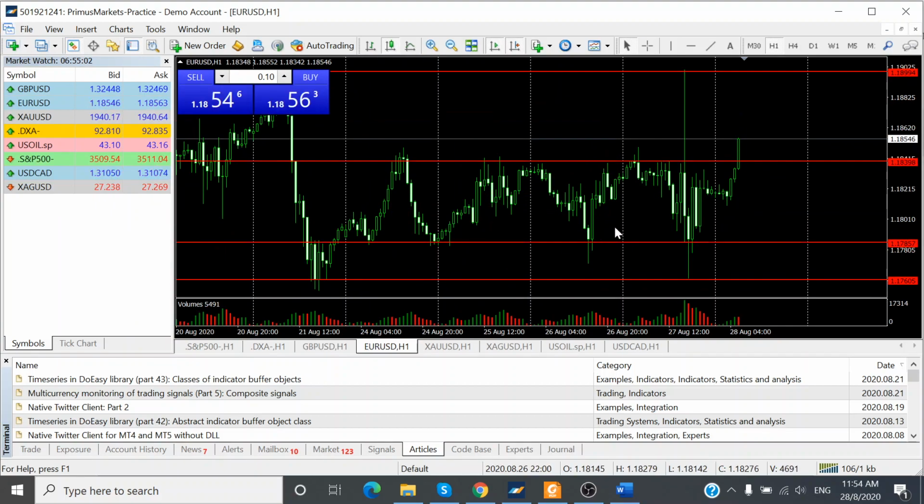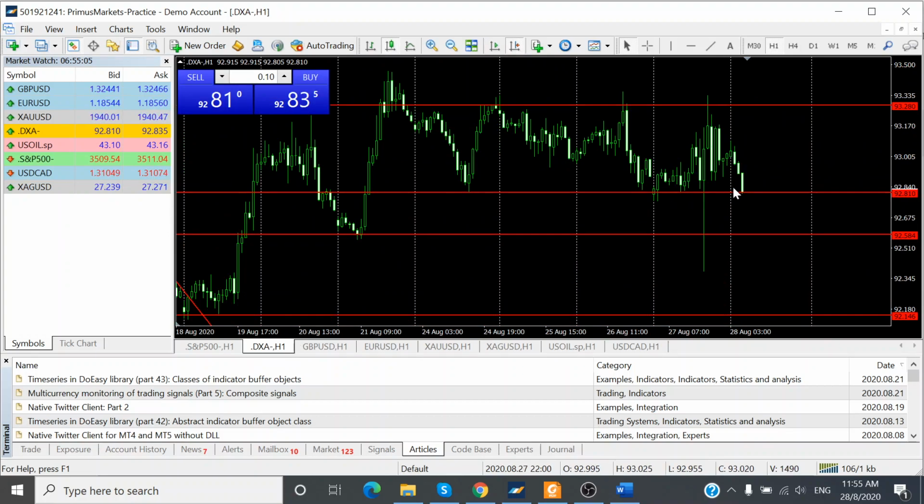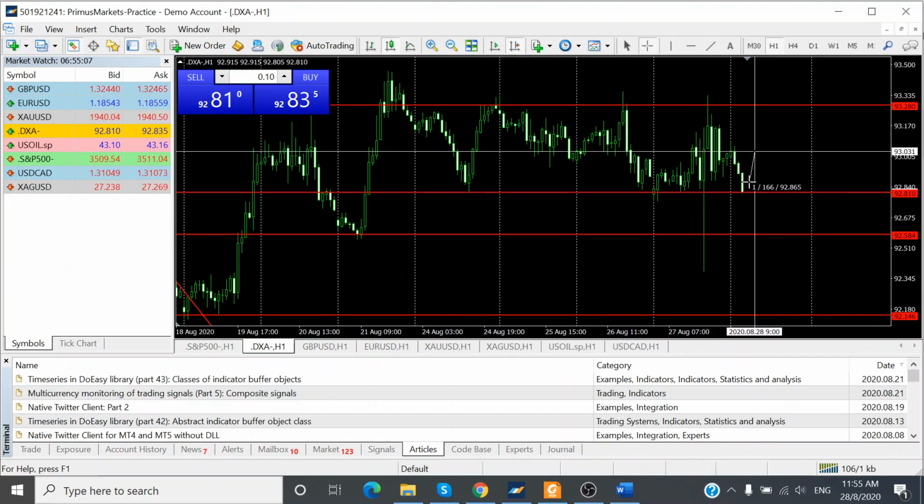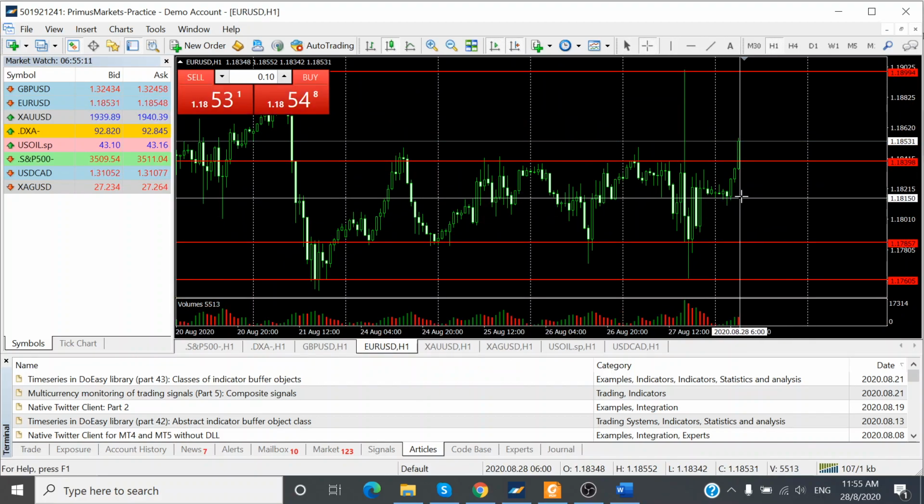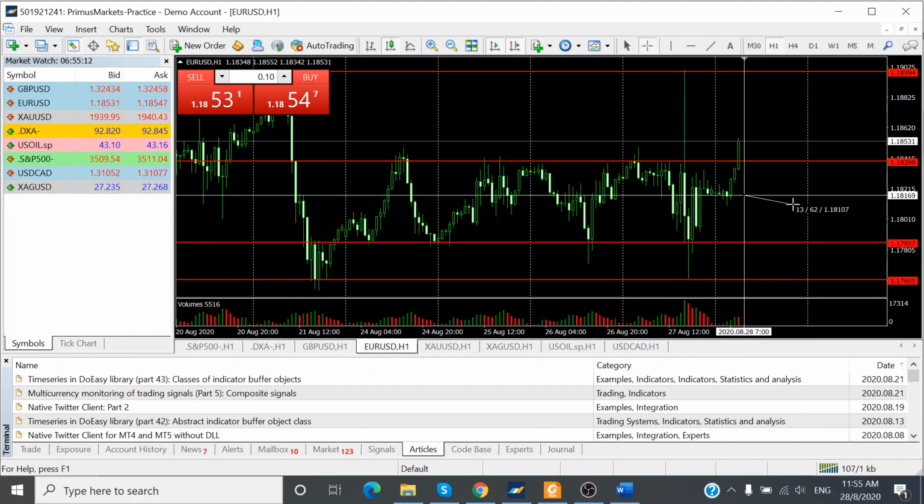Okay, for the euro dollar, similar story, as the US dollar has been weakening for the last 3 hours as we are speaking. We do see the euro dollar strengthening from 1.1816 all the way to a high of 1.1855 at the moment, going up 38 pips.